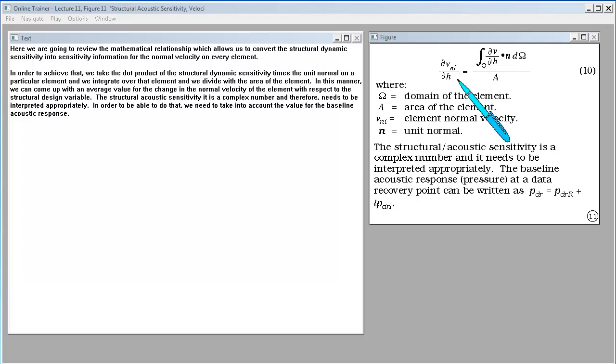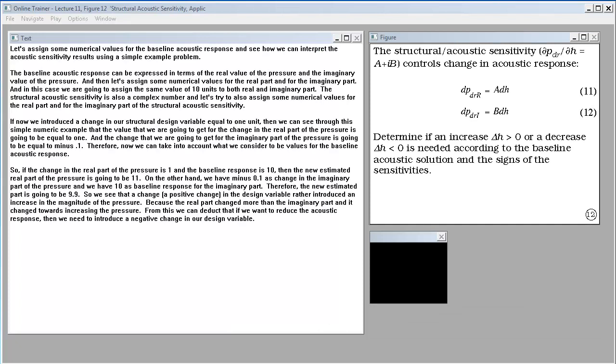The structural acoustic sensitivity is a complex number and therefore needs to be interpreted appropriately. In order to be able to do that, we need to take into account the value for the baseline acoustic response. Let's assign some numerical values for the baseline acoustic response and see how we can interpret the acoustic sensitivity results using a simple example problem.